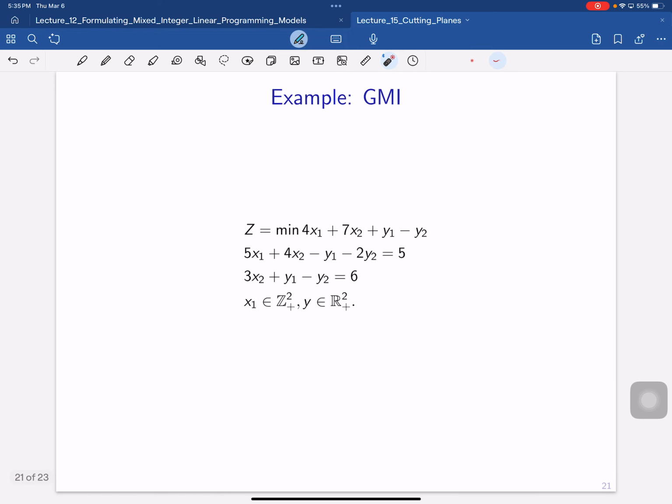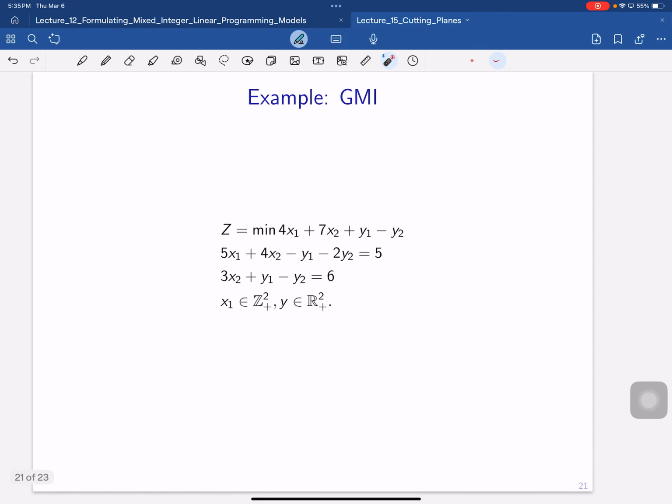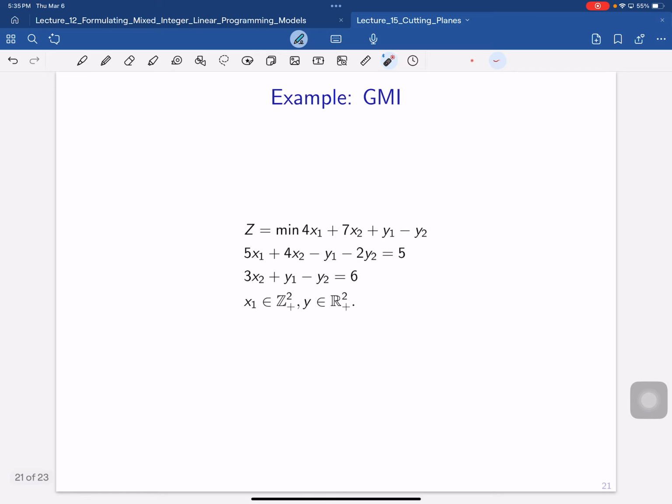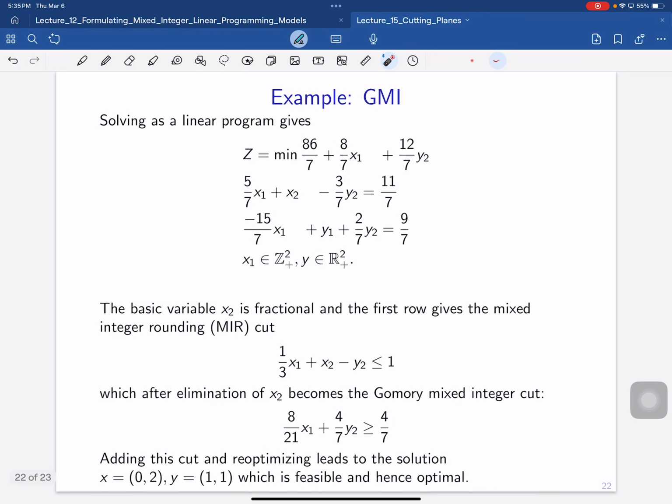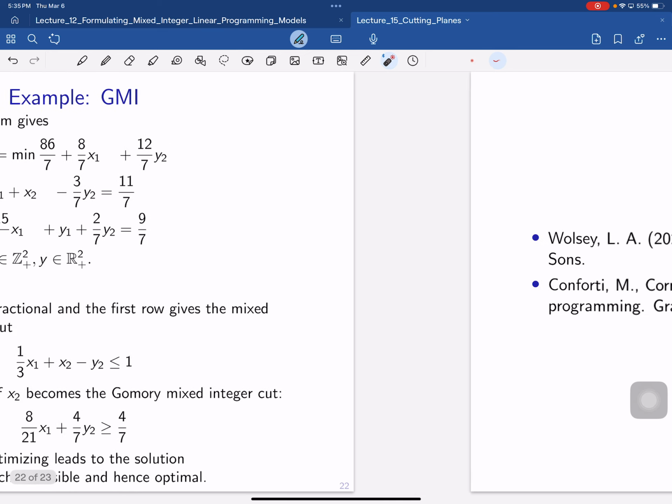Okay, so here's an example of a Gomory mixed integer cut. You could just apply the formula to a given problem and see that it indeed cuts off the original fractional solution. I would not go through this example in class.